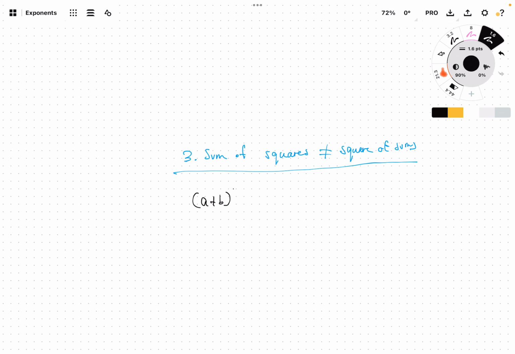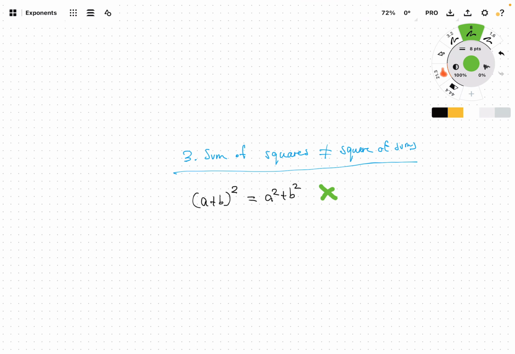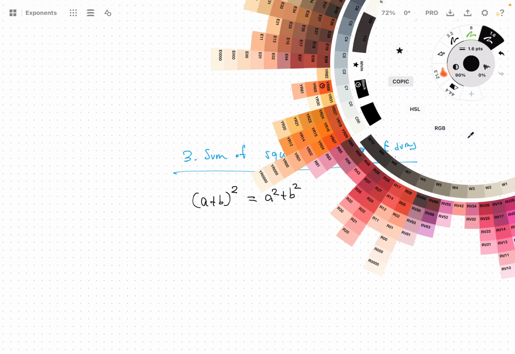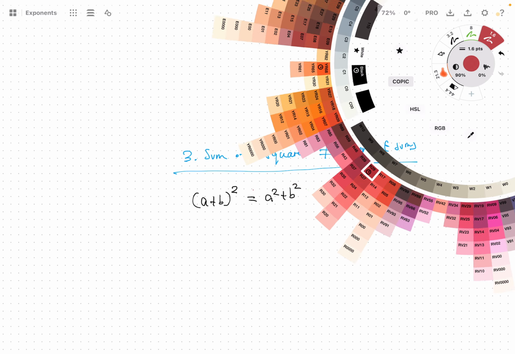So my question for you is this: what's (a plus b) squared? If you just give it as a shorthand, would you say it's a squared plus b squared? Seems obvious, right? But it's actually not. This is not true. This is actually wrong most of the time. Some very small exceptions. This is a fundamental result.